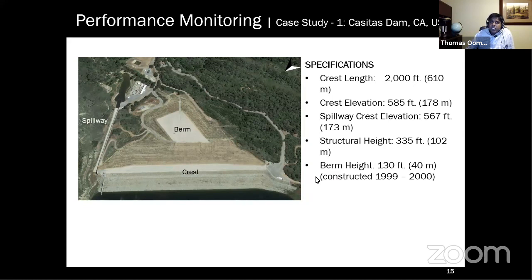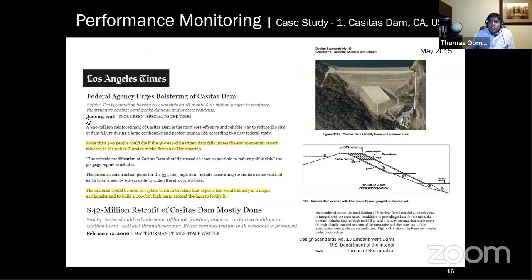So the dam's construction was completed in 1959, and the berm was constructed in 2000, significantly after the dam was constructed. So it is an addition to the dam, and I'll explain why that was done. Here are some newspaper articles from the Los Angeles Times from 1998. You can see that in 1998, studies found that the dam is not safe in terms of earthquake stability. If there was any earthquake in the region, the dam would liquefy and a major portion of it would fail, which could lead to 400 people dying downstream of the dam.